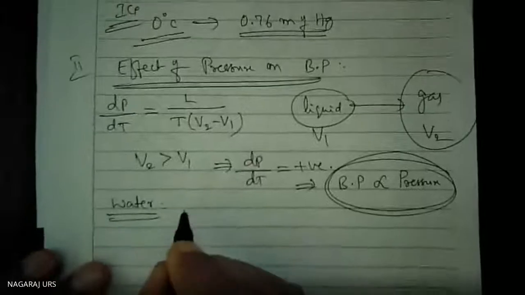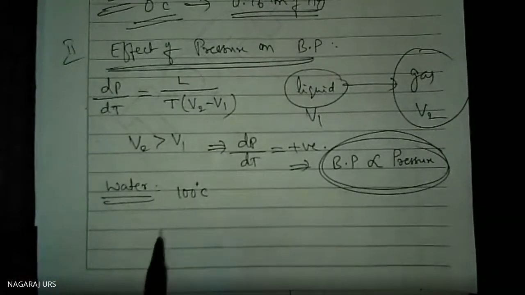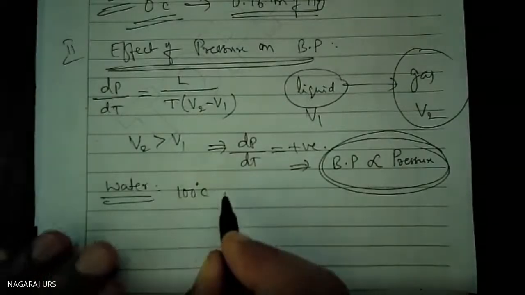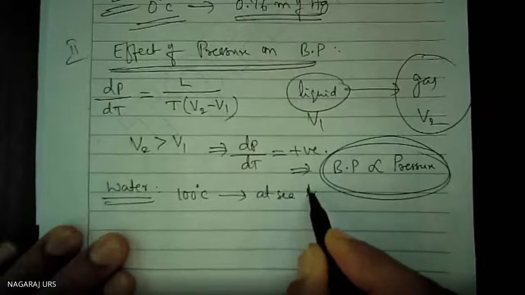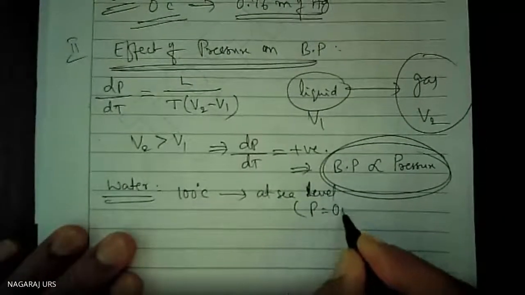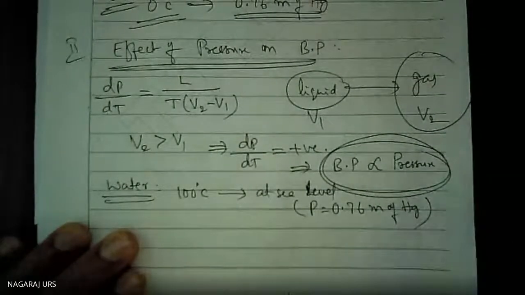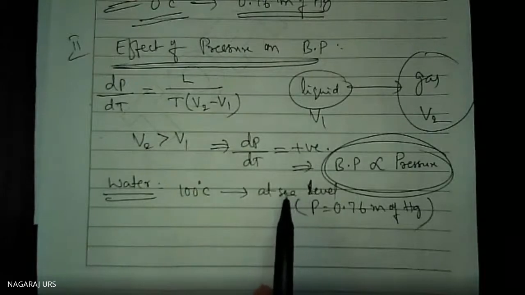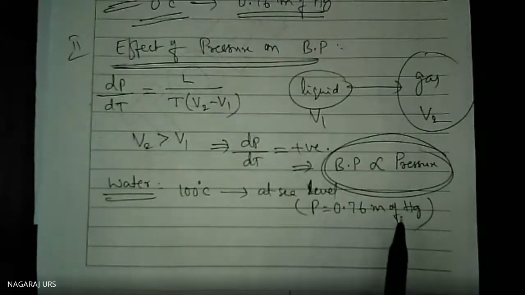Water is boiling at 100 degrees centigrade. Is that right? Bubbles are coming at 100 degrees centigrade, is it right? But the answer is no. This is happening at sea level, don't forget. At sea level means the pressure is 0.76 meter of mercury, 1 atmospheric pressure. Maybe Mangalore, not Bangalore, Mangalore, at sea level, you will get this.